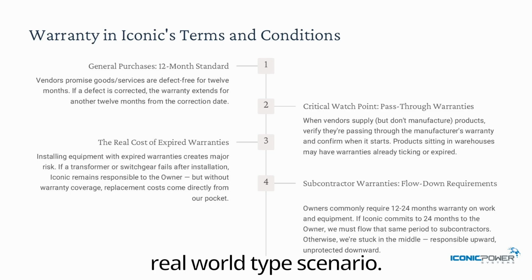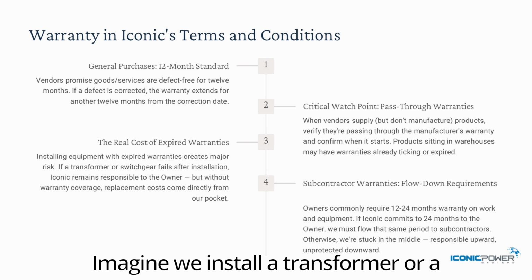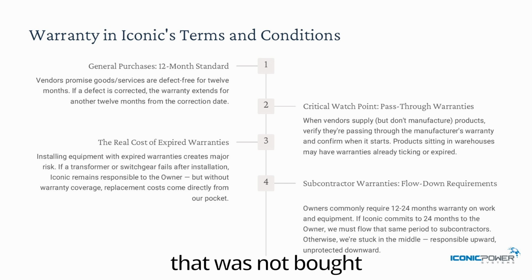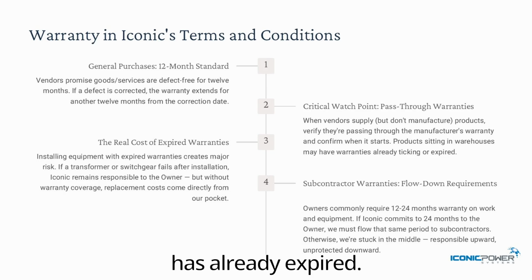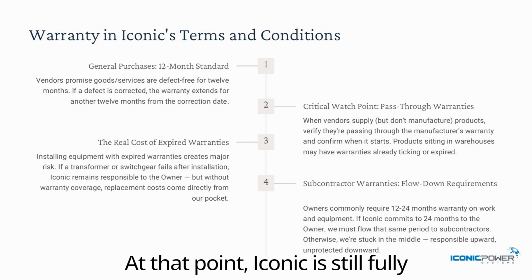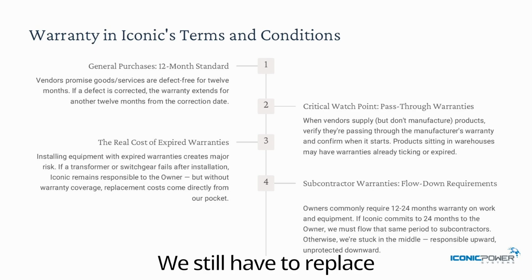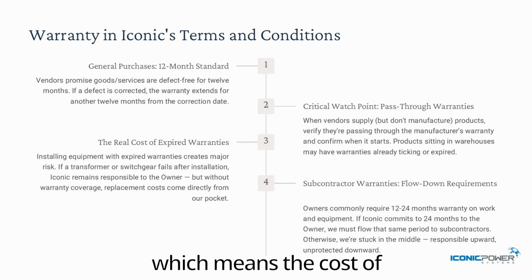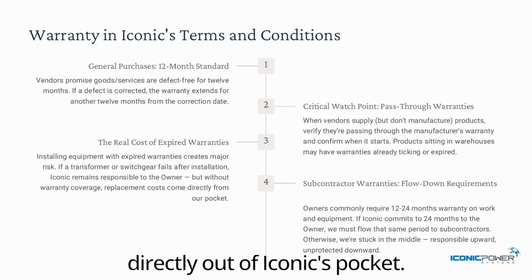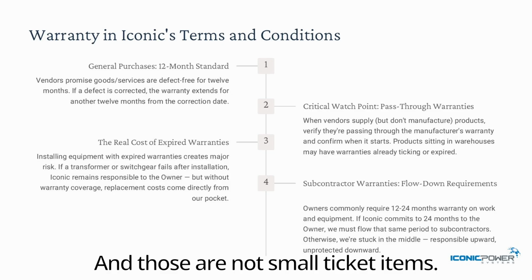Let me give you a real world type scenario. Imagine we install a transformer or a switchgear component that was not bought specifically for this project. It was existing inventory. It looks fine, it installs fine, everyone is happy. Then, boom, it fails. We go back to the vendor and the warranty has already expired. At that point, Iconic is still fully responsible to the owner. We still have to replace the defective equipment, but now there's no warranty coverage, which means the cost of replacing that transformer or that switchgear comes directly out of Iconic's pocket. And those are not small ticket items.